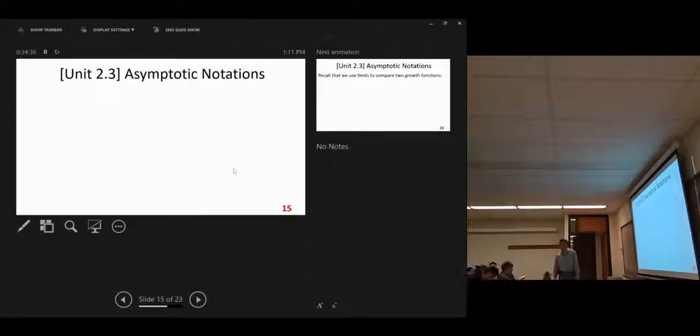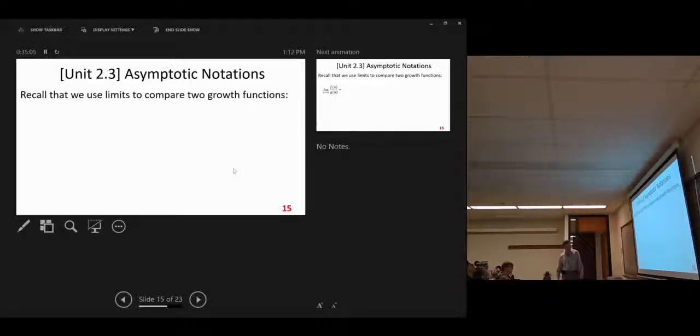2.3, asymptotic notations. Finally, we need to go to abstract math. This topic is very abstract, but very important. For algorithm analysis, we need to do this. Very important. But understanding is not easy, very abstract. Okay.